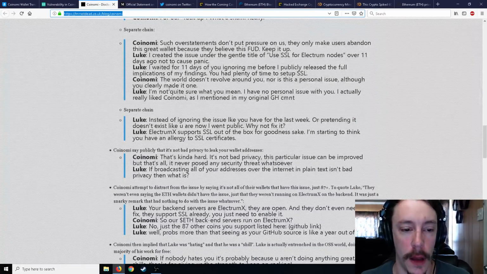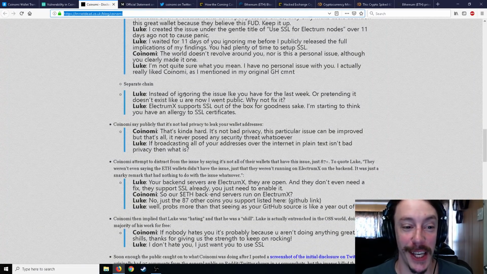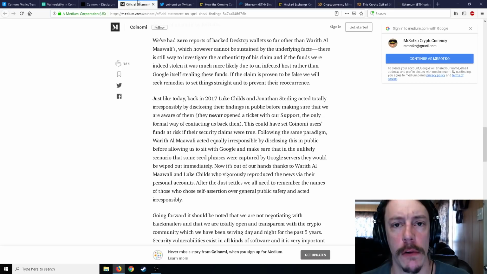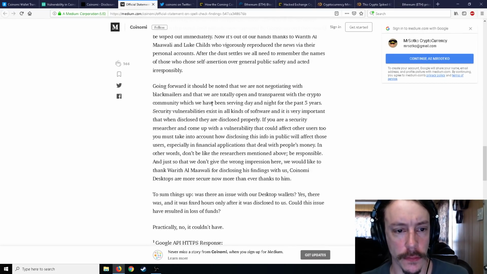And it goes on and on of them just not recognizing the issue at all. And them being angry at this person for pointing out this issue. And they just don't care. That's kind of hard. It's not bad privacy. This particular issue could be improved, but that's all. It never posed any security threat whatsoever. It says, if broadcasting all of your addresses over the internet in plain text isn't bad privacy, then what is? So this Coinomi wallet has serious issues.